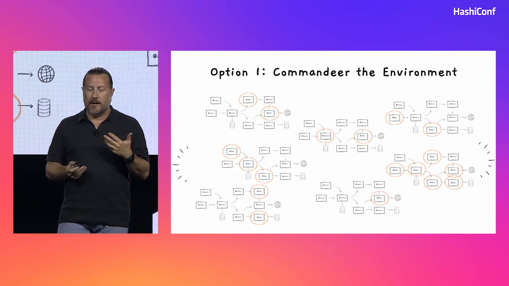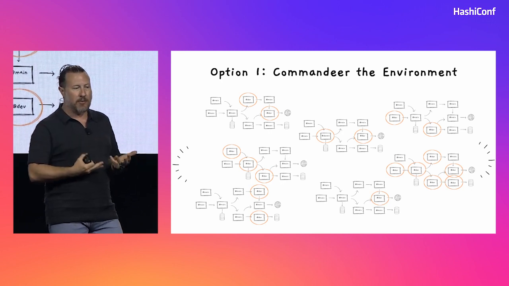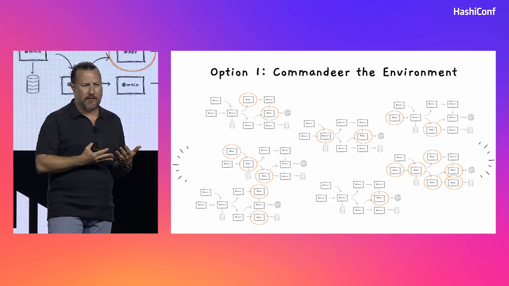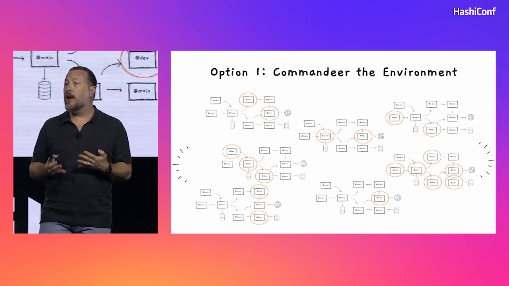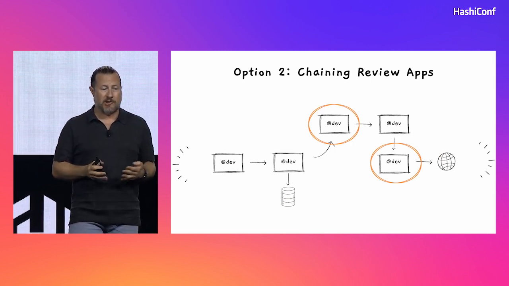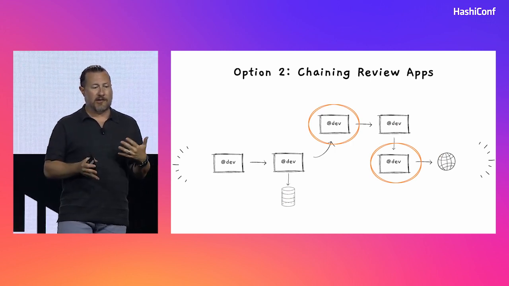As teams scale, they may be able to extend the viability of this approach by adding several review environments with some sort of a system for reserving them. Eventually, though, cost and complexity will become serious challenges to this approach. A second option, which is a bit more agile, is chaining review apps.